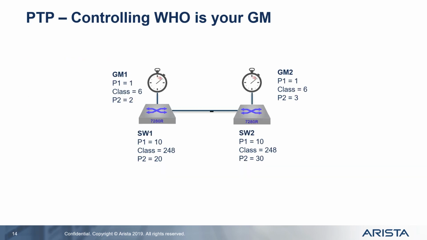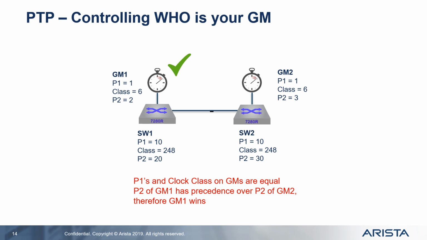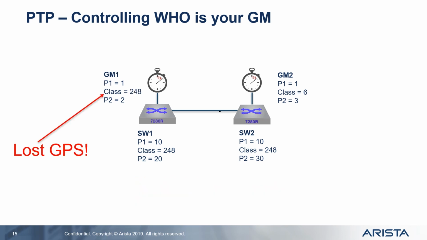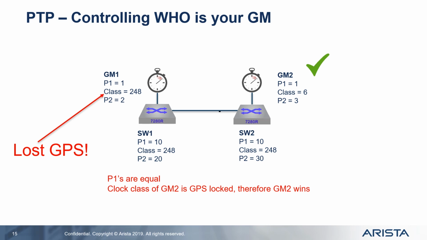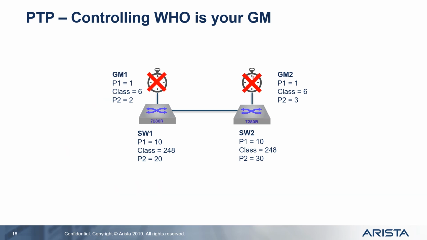So PTP, controlling who is your grandmaster. In this scenario here, would anyone like to venture a guess? Who is the grandmaster of this overall network? I'm going to pick on Al Karloff. I know your name. Right, and why is that? Correct. So look at that green check mark go with an explanation.